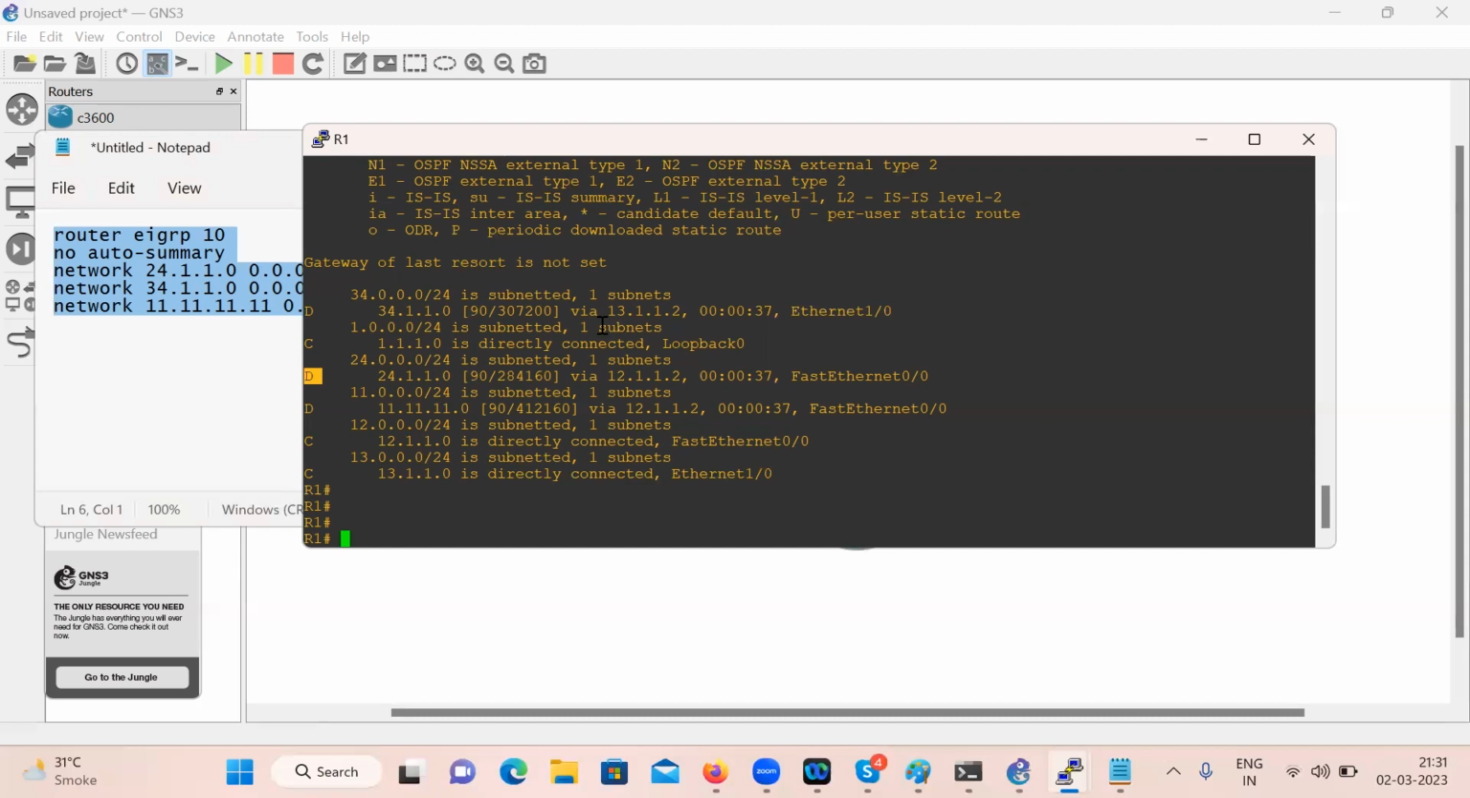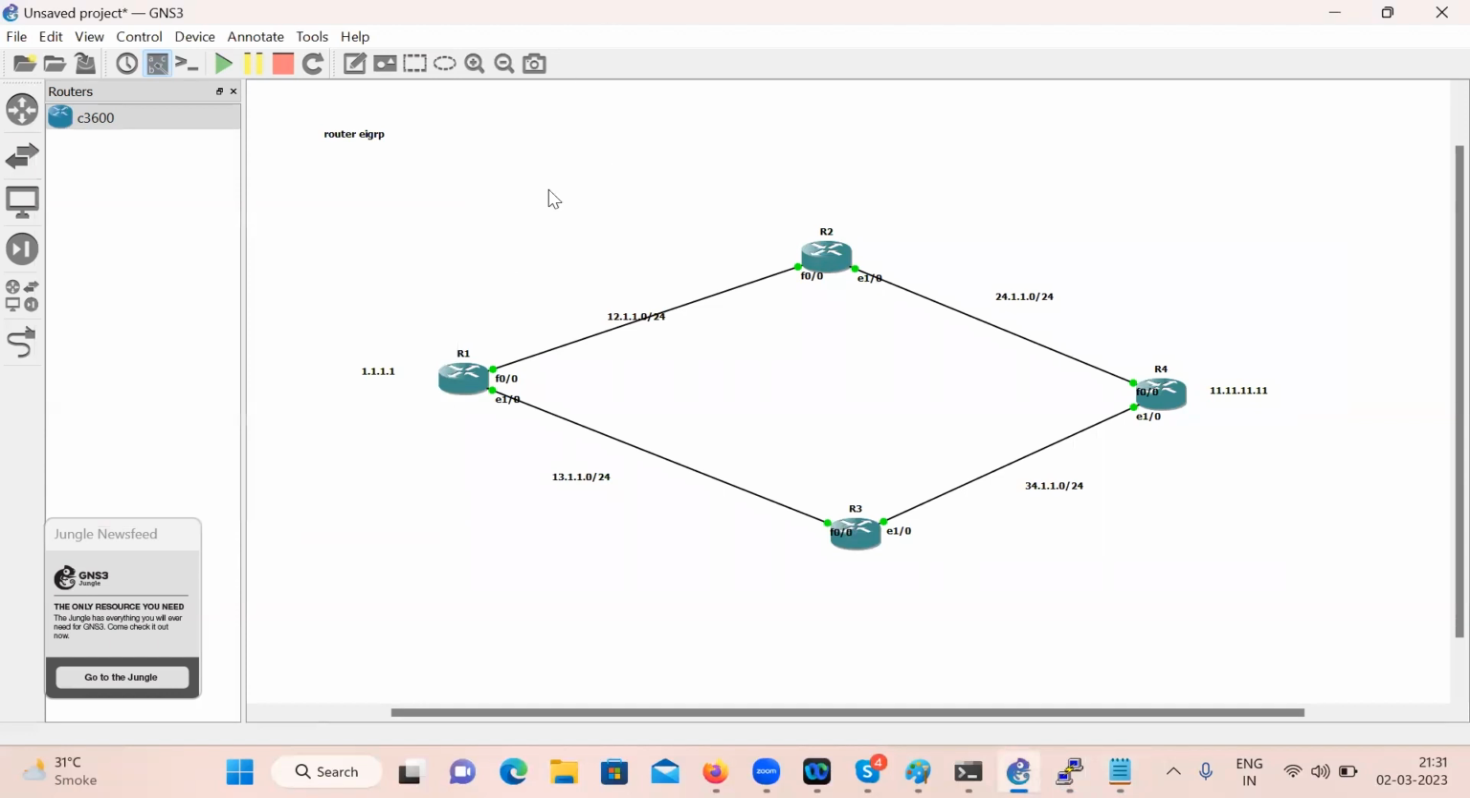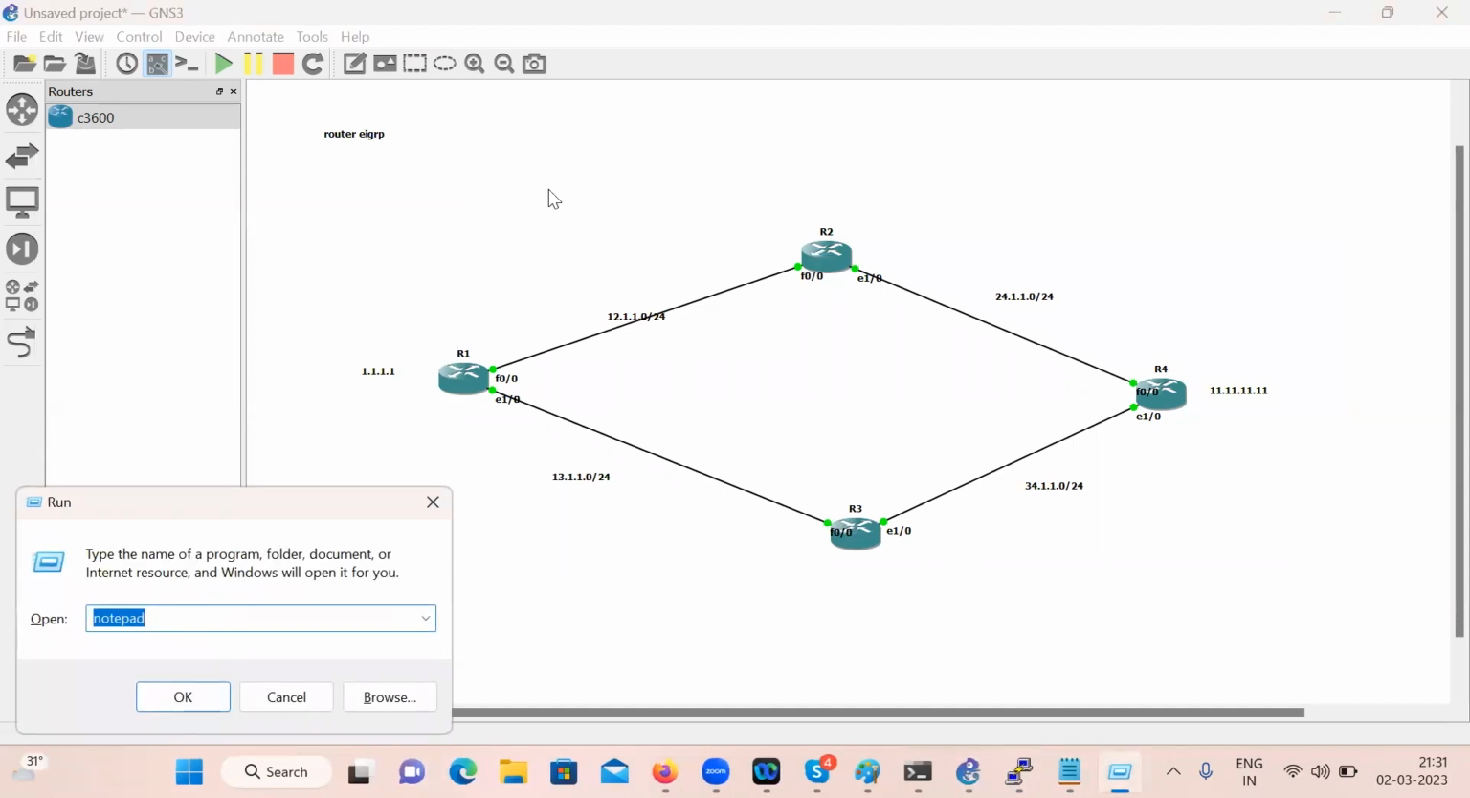Sir, can you please explain how exactly this 3,72,7,200 value is showing here? Basically, we need to get some idea how exactly it is calculated on this topology, so we could have a better understanding. Thank you.